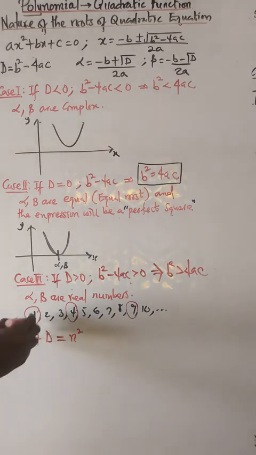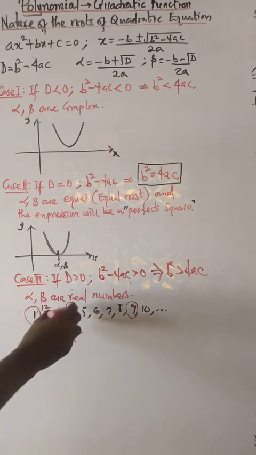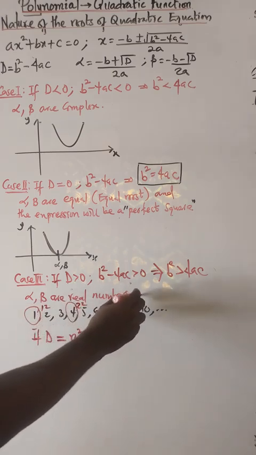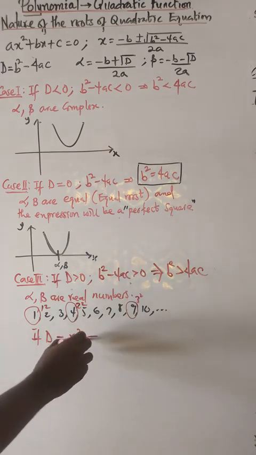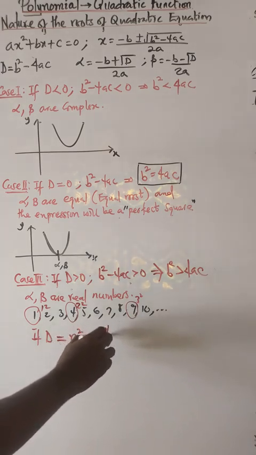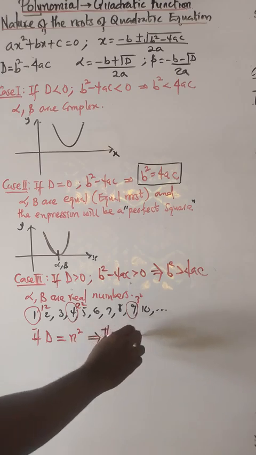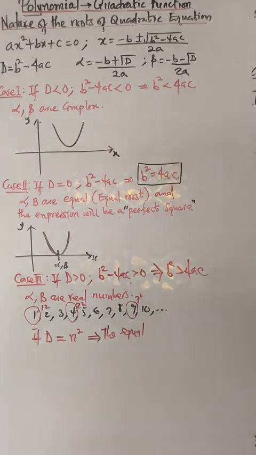For example, 1 can be written as 1 squared, 4 as 2 squared, 9 as 3 squared. If d is expressed in terms of n squared, it implies that the expression is factorizable. You know, I said not all quadratic expressions can be factorized, but if d is a perfect square, it can be factorized.